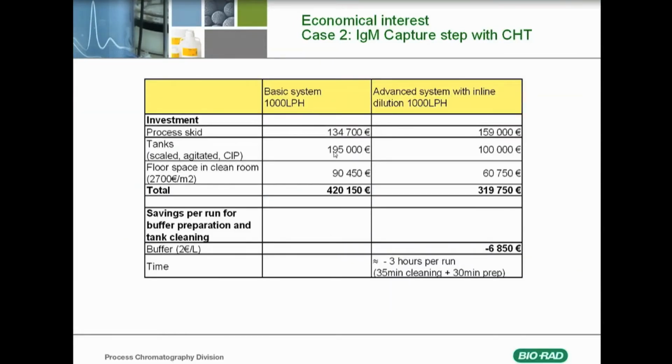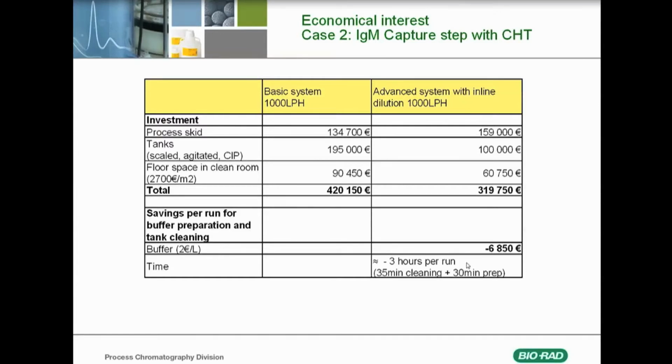So here, if we do the same calculations with the same rules, you can see that about the initial investment, we save much more than in the first case, because the initial investment is almost 100,000 euros less. And in addition, we still have a lot of savings due to less cleaning, as we have fewer tanks and smaller tanks. Also, as you have to prepare just one concentrated buffer tank and not 3 or 4, you are also saving some labor for this preparation of concentrated buffers. So it is even more juicy.